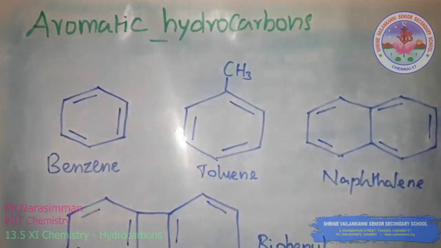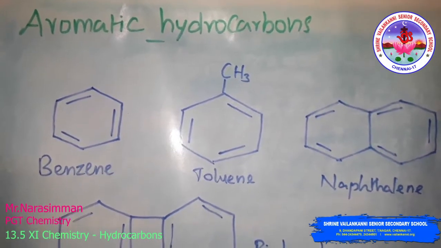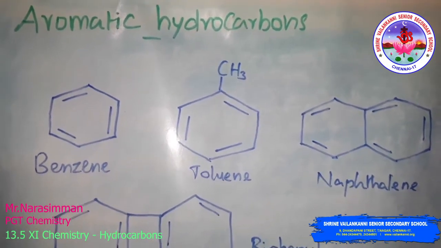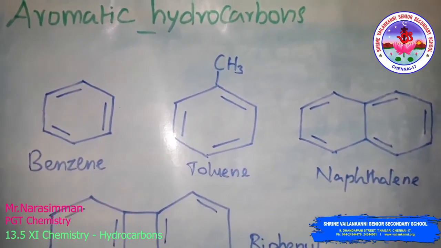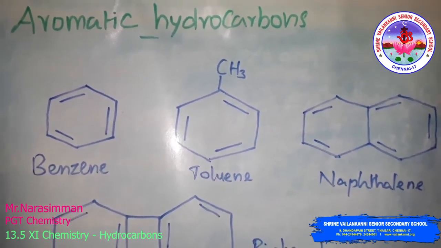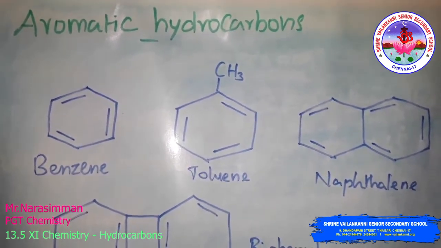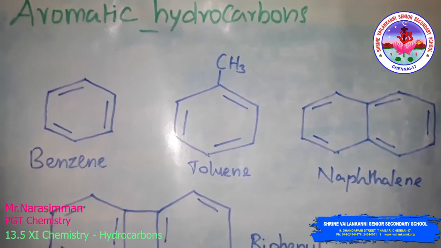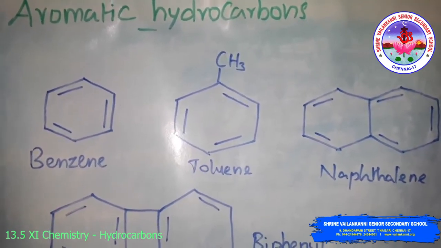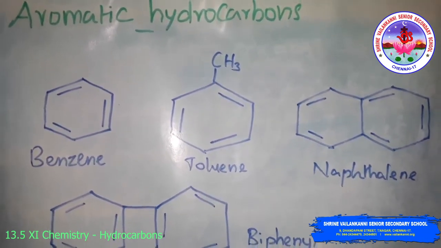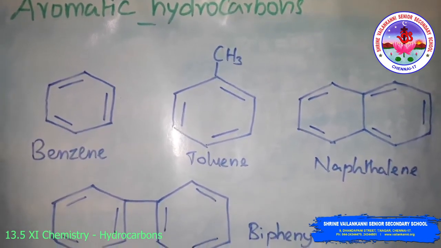Next is aromatic hydrocarbons. Aromatic hydrocarbons are also called arenes. Most of them possess a pleasant odor, a pleasant smell, so the class of compounds was named aroma. Aroma means smell. That is why they are called aromatic compounds.